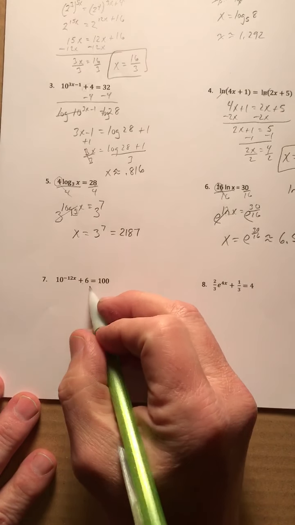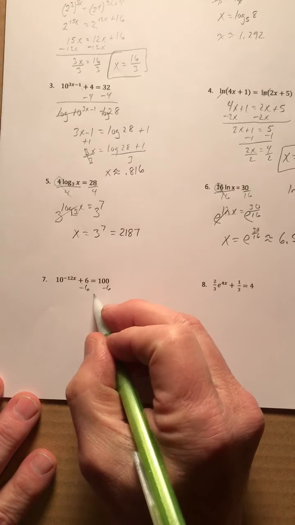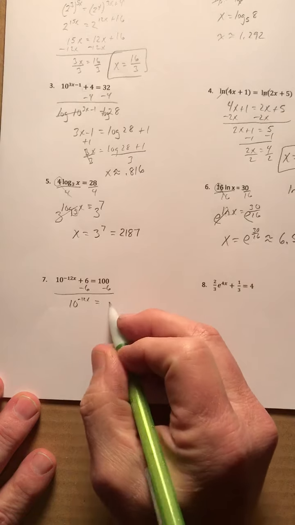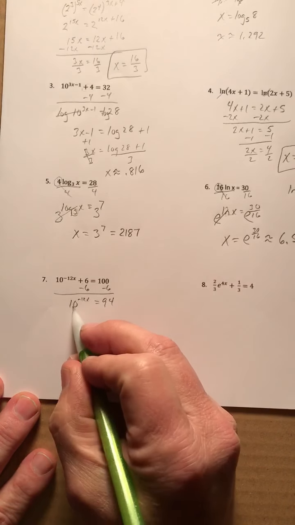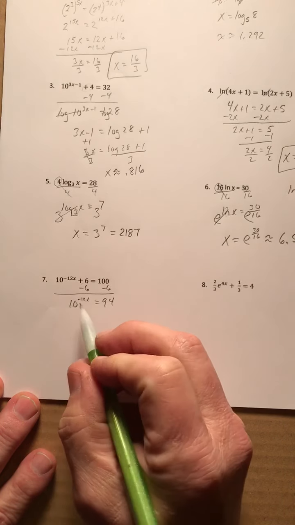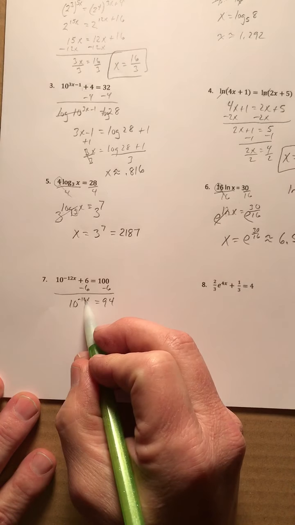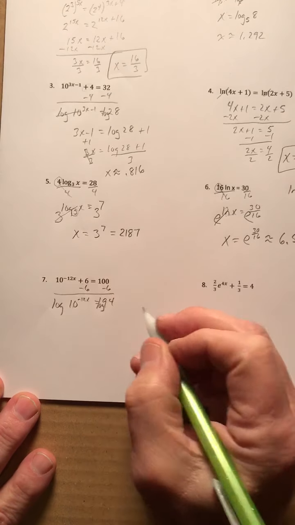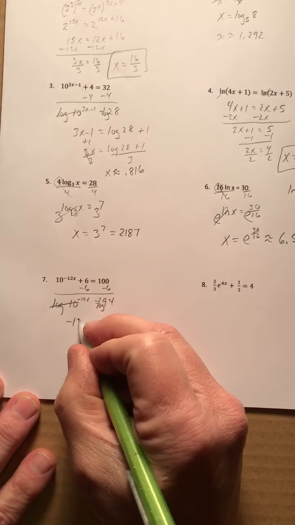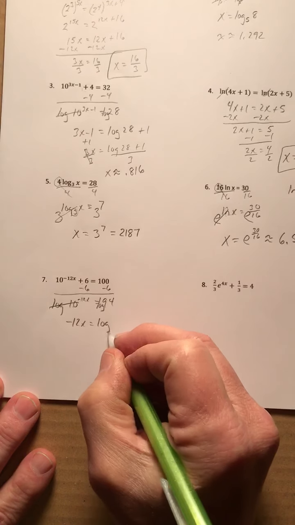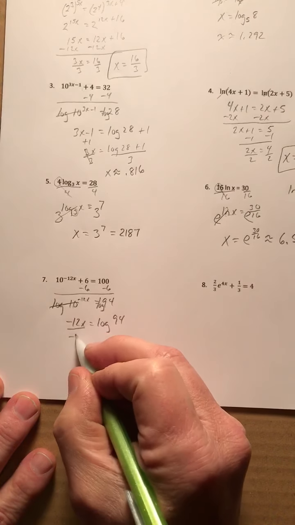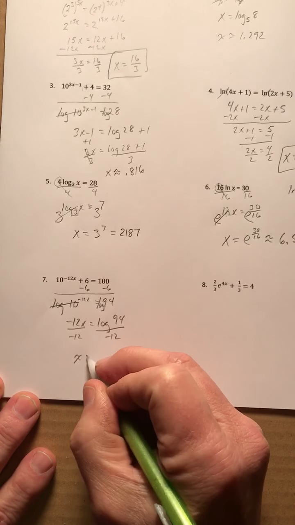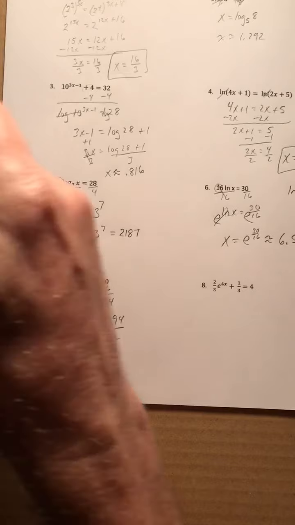All right, number 7. Number 7, first we got to get rid of this. So I subtract 6. 10 to the negative 12x equals 94. Now we got to get rid of this 10. And the way to get rid of that, since it has the exponent, we got to use log. So I just use log base 10 and log base 10. So they cancel out. So I get negative 12x equals log 94. And then I divide by a negative 12. Divide by negative 12.